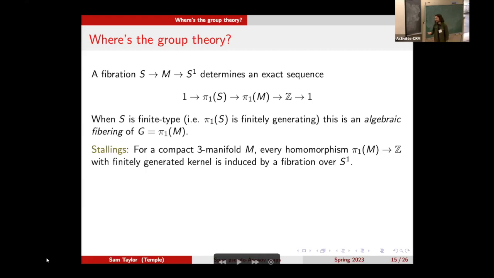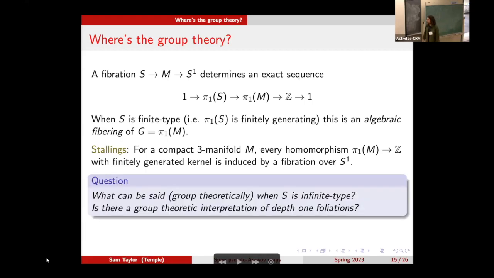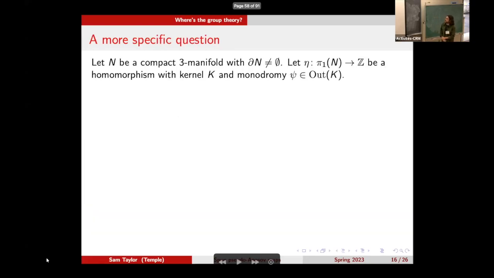Okay, so here's the most naive question: can you say anything? What can be said group theoretically for fibrations over the circle where the surface has infinite type? Is there some kind of group theoretic interpretation of a depth 1 foliation? I have no idea. But I could ask a more specific question. So let me ask a more specific question.